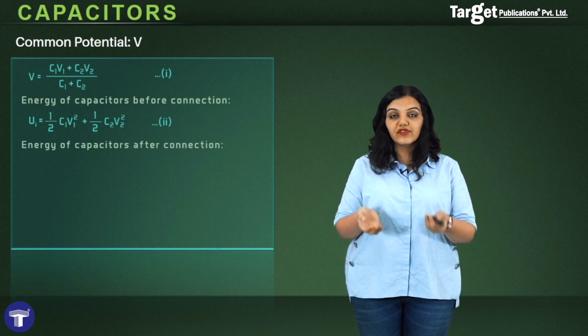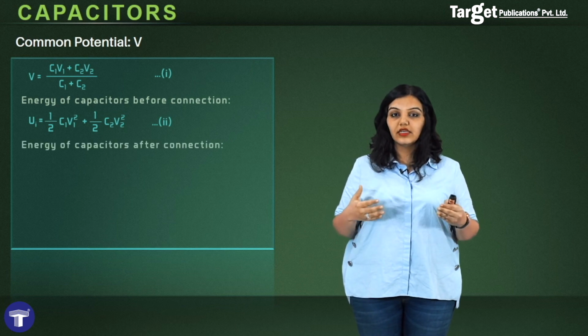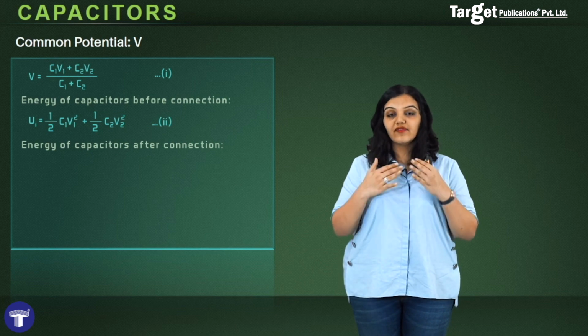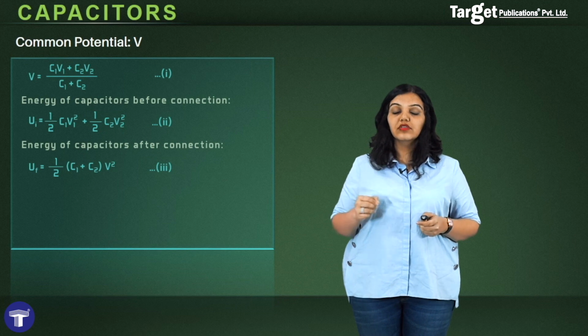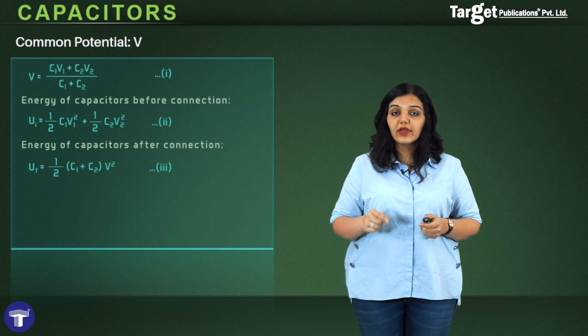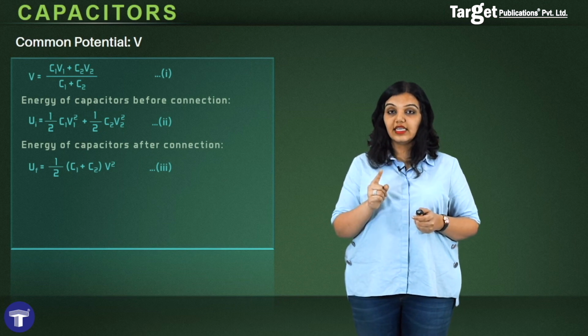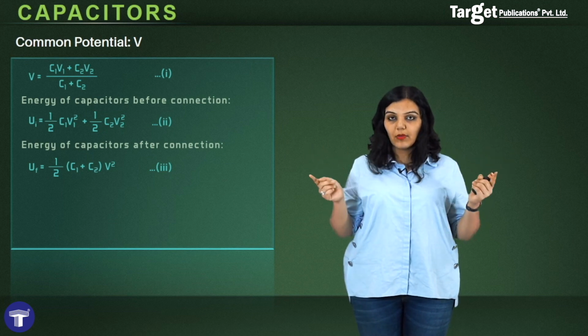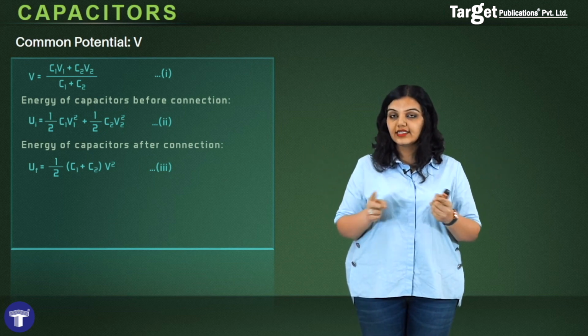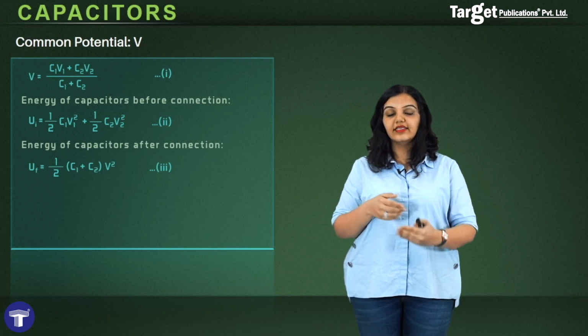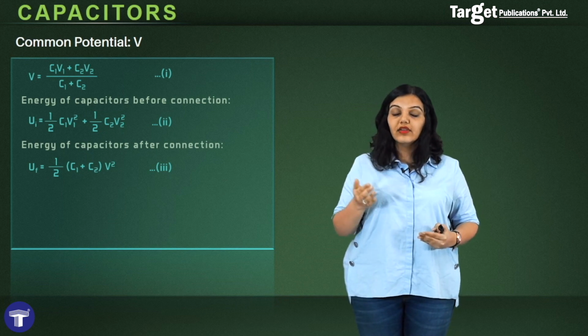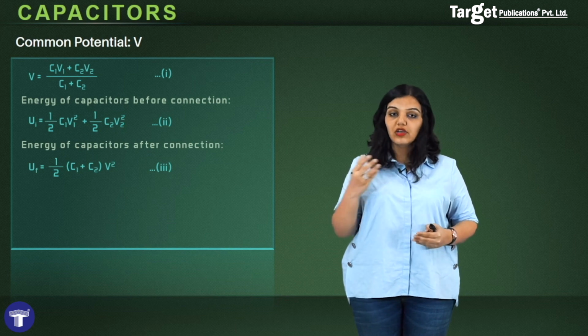Now what happens after the conductors are connected with each other? The energy of the capacitors after connection can be given as half (C1 + C2) into V square. Why? Because firstly these conductors are connected in parallel, because the earth is a common connection and the conductors are also being connected to each other. So this is a parallel connection. Their total capacitance will get straight up added, that is C1 + C2, and the total potential difference is V, which is the common potential.